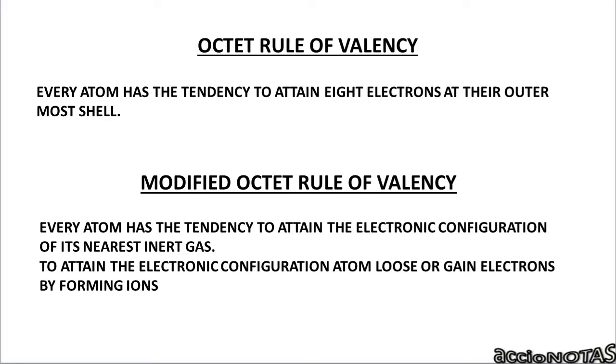Octet rule of valency. Every atom has a tendency to attain 8 electrons in its outermost shell. Every atom has a tendency to attain the electronic configuration of its nearest inert gas. To attain the electronic configuration, atoms lose or gain electrons by forming ions. This is the modified octet rule of valency. Now, the octet rule of valency is very important, and you should really remember this.